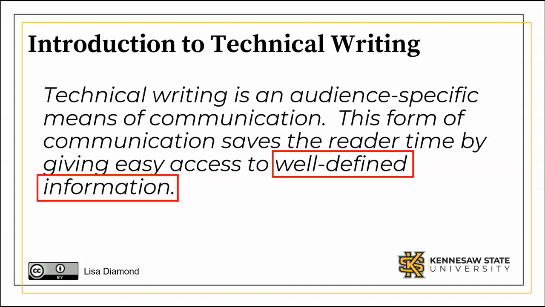Then, what kind of information? Well-defined information. Vague technical communication is bad technical communication. We want to say exactly what it is that we mean and avoid ambiguity. Ambiguity can cost a lot of money, a lot of time, and if that happens, then it's a big problem, particularly in the business world.